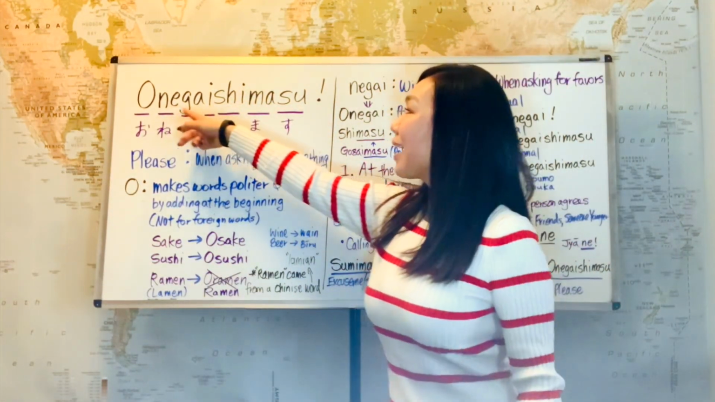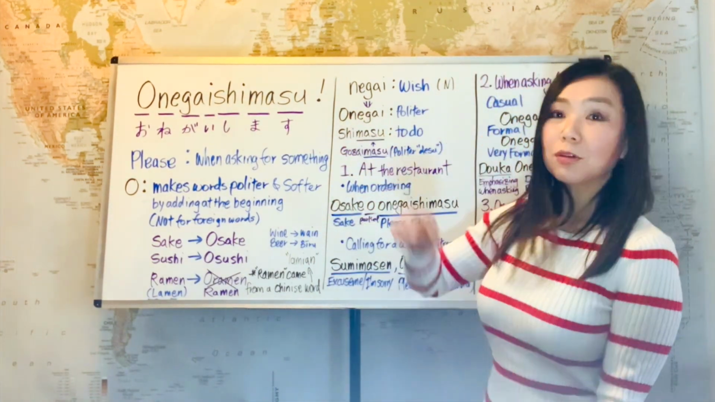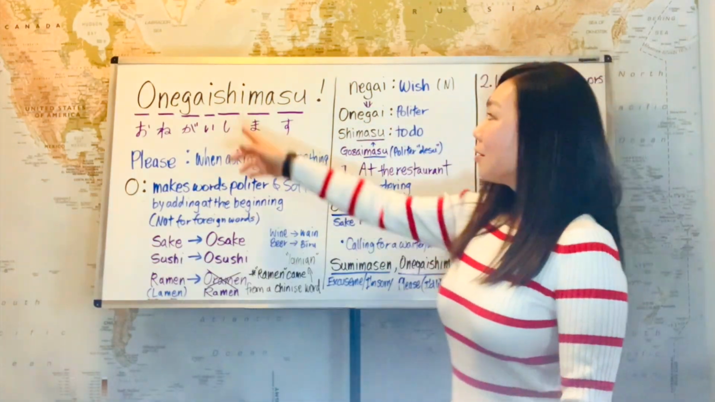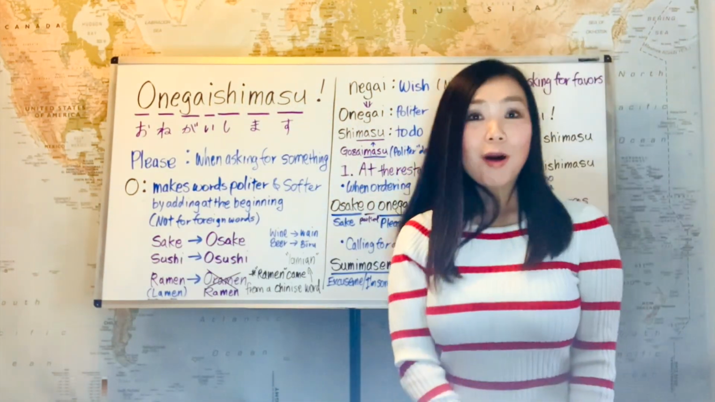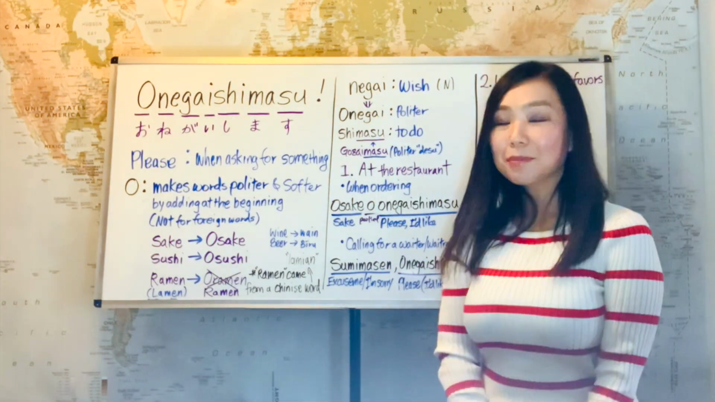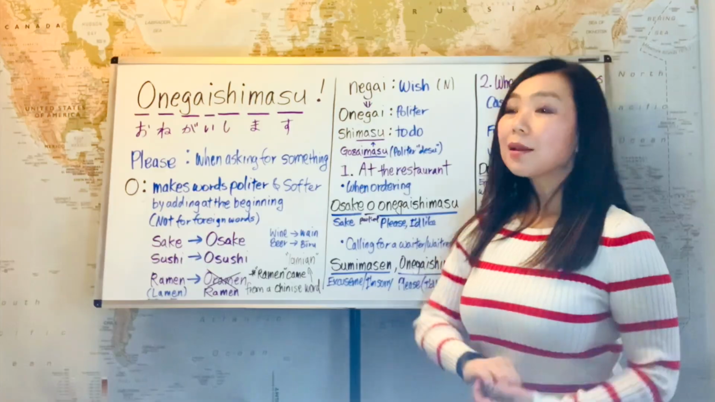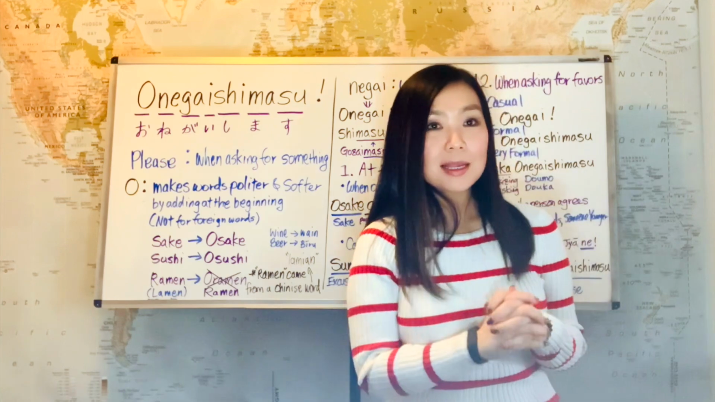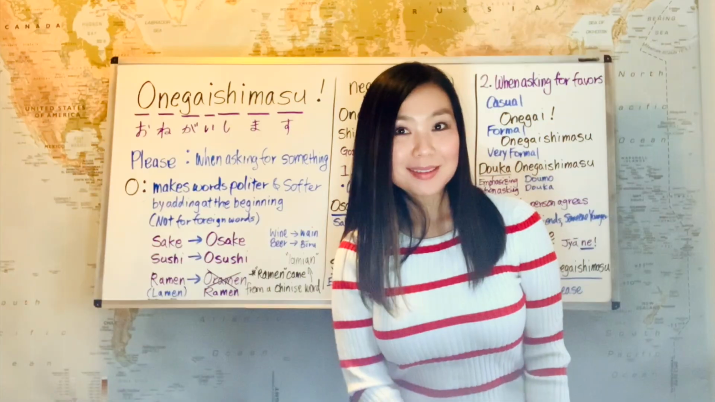And next, negai. It means wishes, and you just add o to make it politer and softer. Onegai. And now, shimasu. That means to do. Do you remember ohayo gozaimasu? The same masu. Gozaimasu means a politer version of this, right? So, onegaishimasu literally means wishes to do. And I'll introduce some real life examples of how we actually use this onegaishimasu, all right?